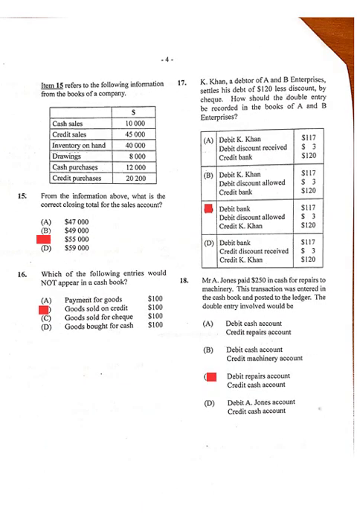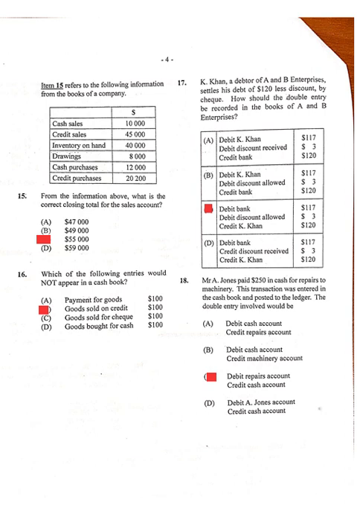Item 15 refers to the following information from the books of a company: cash sales 10,000, credit sales 45,000, inventory on hand 40,000, drawings 8,000, cash purchases 12,000, credit purchases 20,200. From the information above, what is the correct closing total for the sales account? Of course, it is the two sales items, cash sales plus credit sales, which give us 55,000.